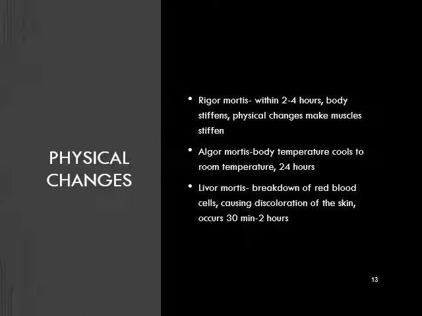Now a lot of the shows that you see will talk about time of death. How do they figure that out? Well, they figure it out through the liver, and they figure out what the body temperature is according to the room temperature, and that usually occurs within 24 hours. Liver mortis is the breakdown of red blood cells causing discoloration of the skin, and that occurs 30 minutes to 2 hours.